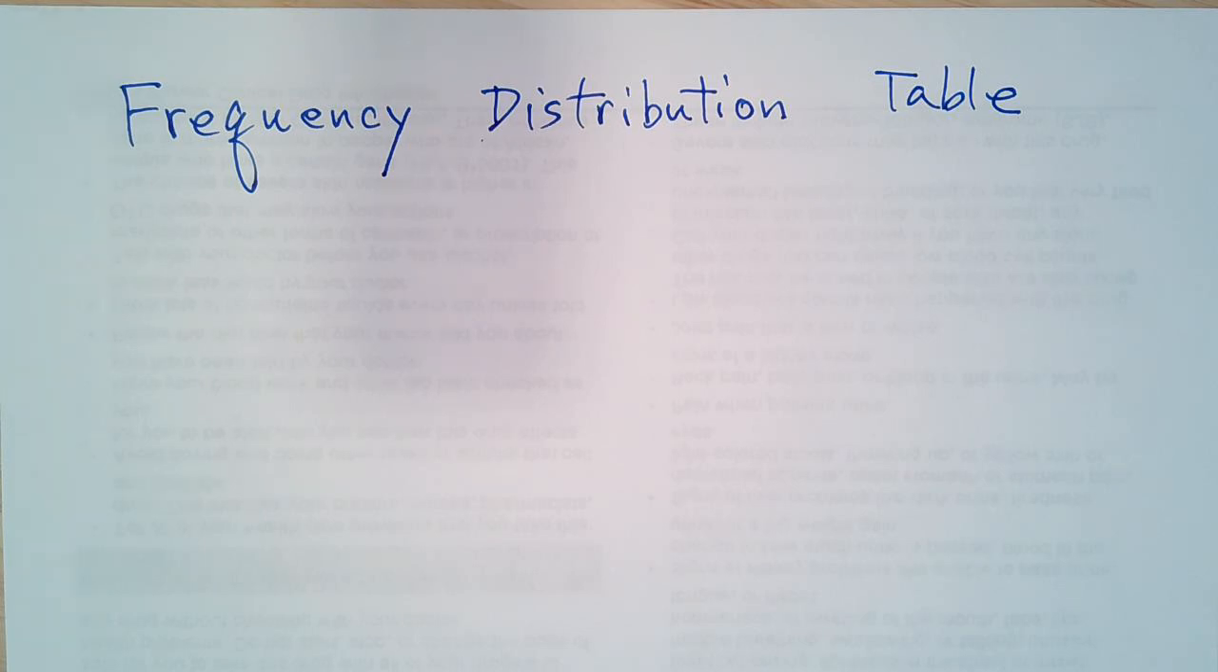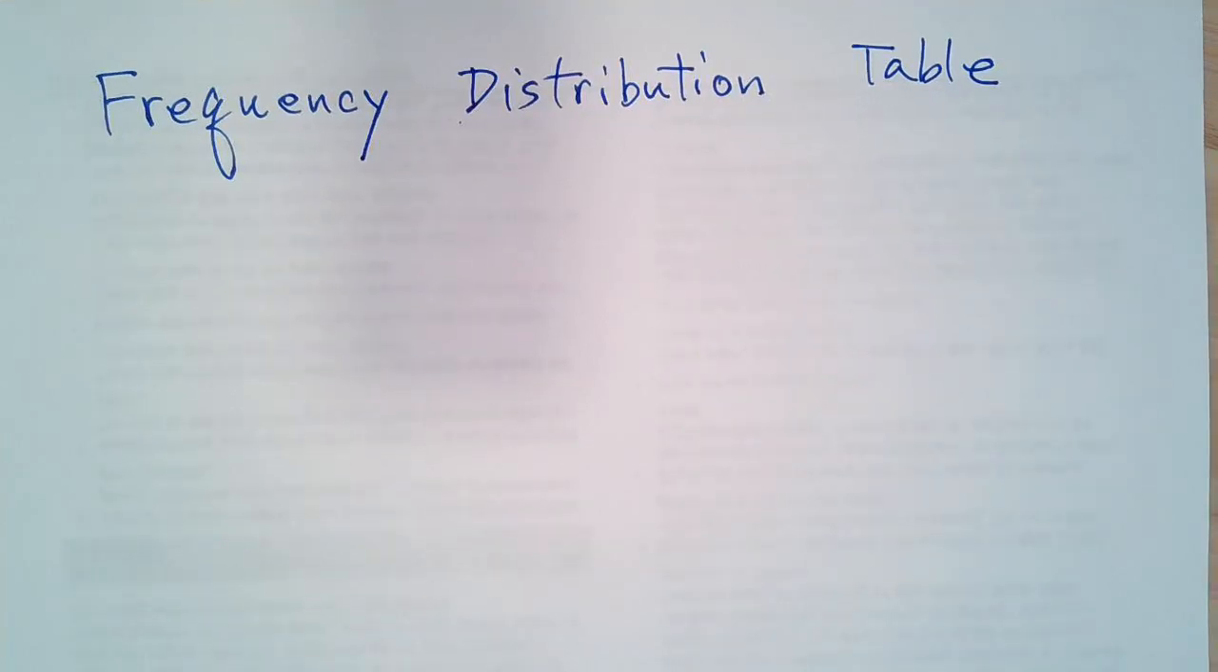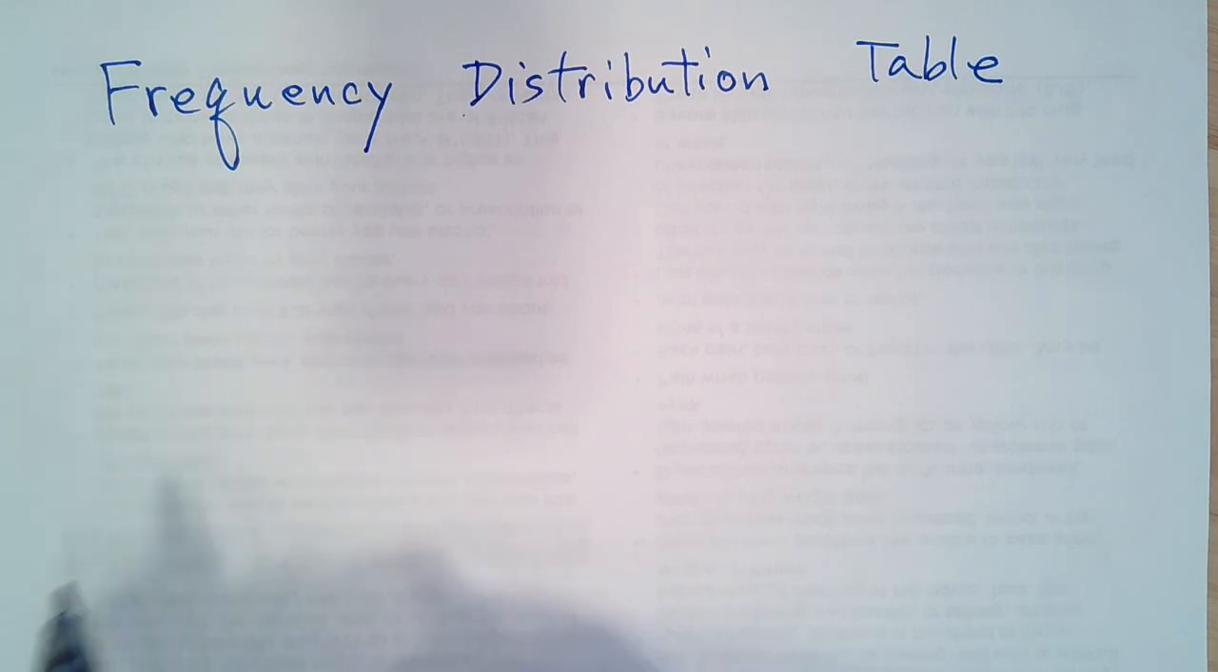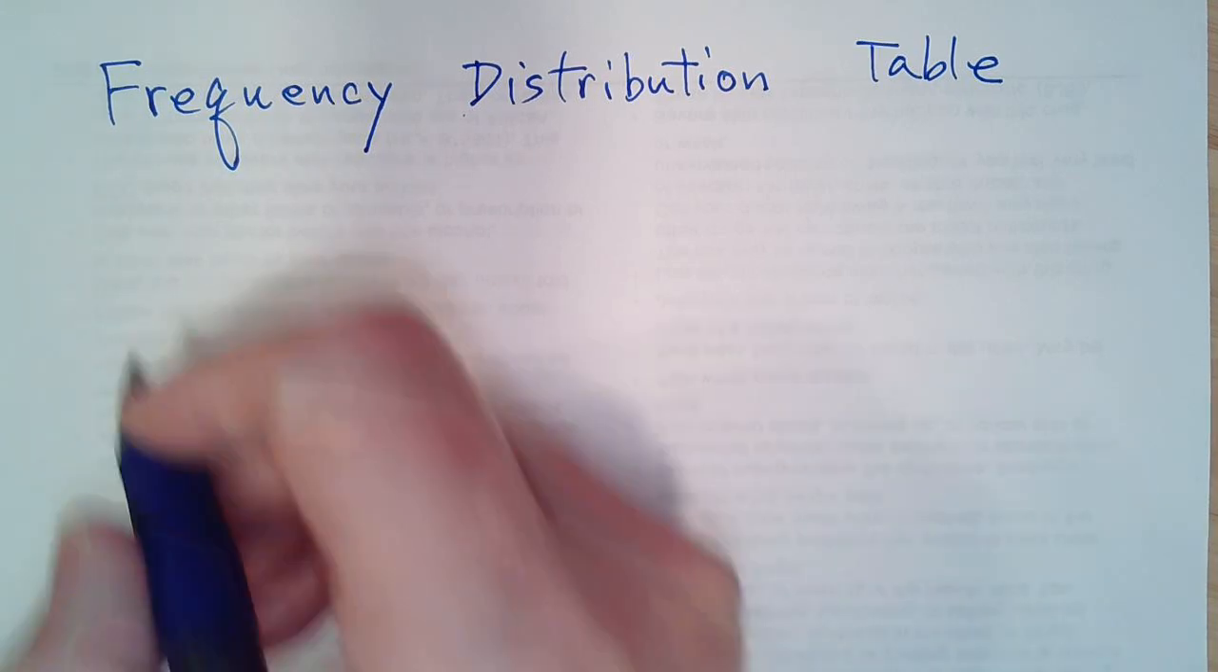When we have a lot of numbers, we create a frequency distribution table to give us a good idea about how the data was spread out and how the data was distributed. All right, now I will use one example to show you how to create a frequency distribution table, and I will also tell you some basic concepts.